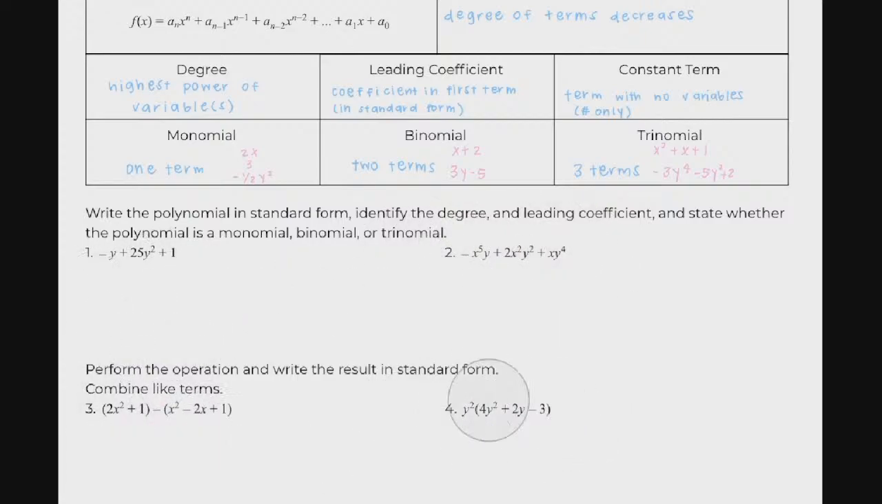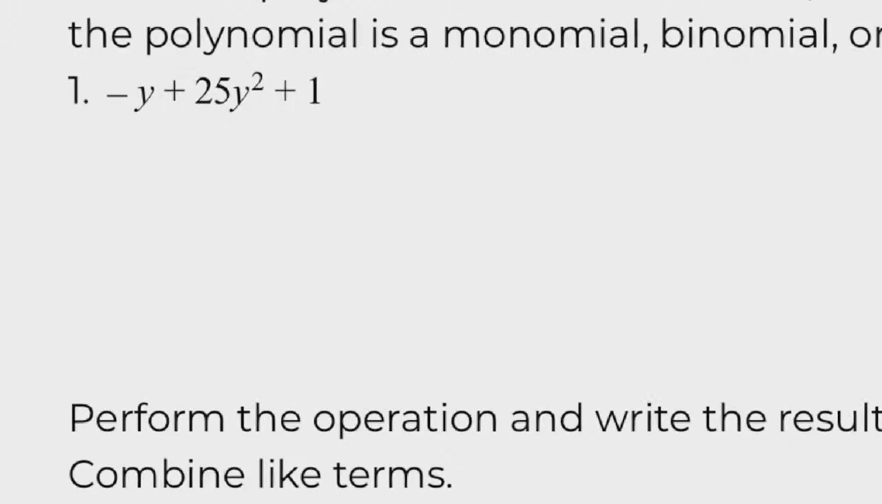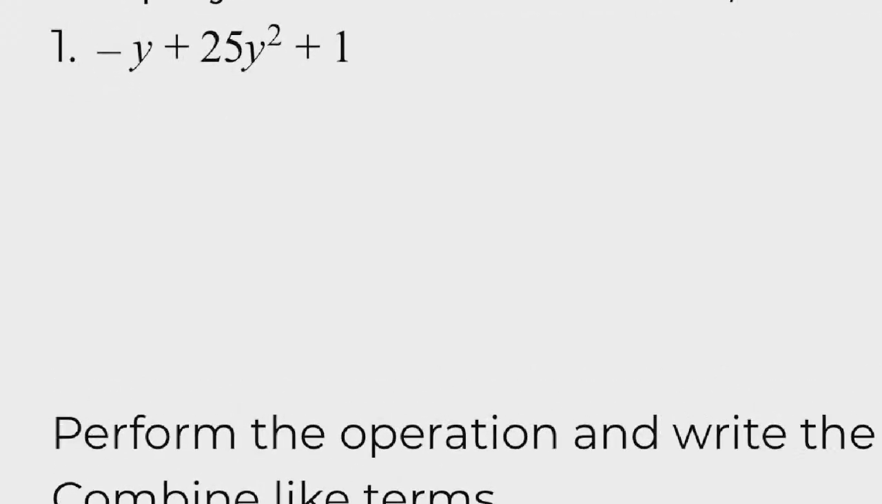Okay, so in the first section, we want to write the polynomial in standard form, identify the degree and leading coefficient, and state whether the polynomial is a monomial, binomial, or trinomial. So in this first one, to write it in standard form, we want the highest power first. That's going to be y squared. So we have 25y squared. Next is going to be y, and the constant or the number is always going to be by itself at the end. Okay, the degree is the highest power, so that's 2.